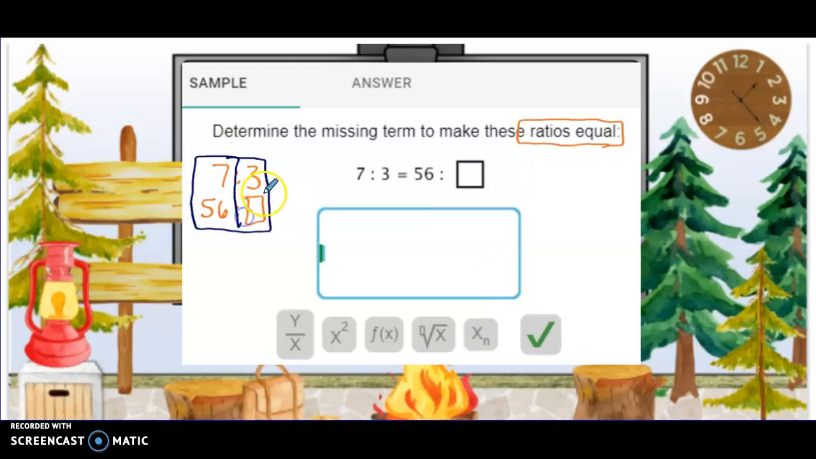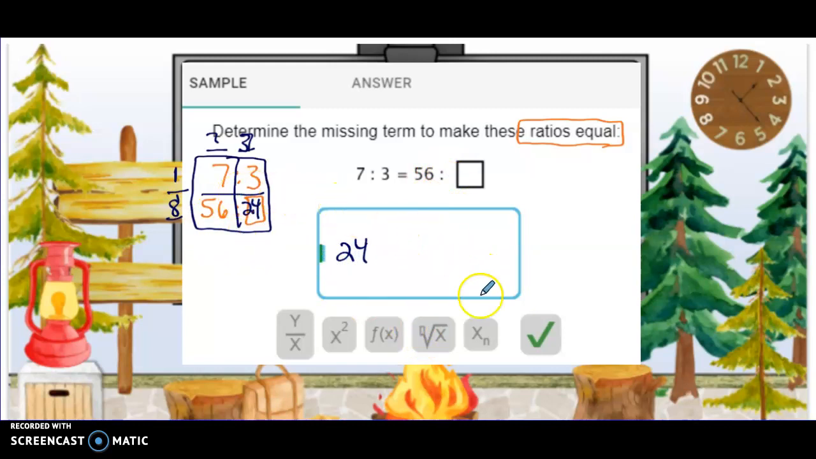Now you can go ahead and solve. Find the greatest common factor of the row with two numbers, and that happens to be 1. So this missing factor outside is 7. This one is 3. Working from the inside out, 56 divided by 7 is 8. 8 times 3, the missing number is 24. So you would type that in.